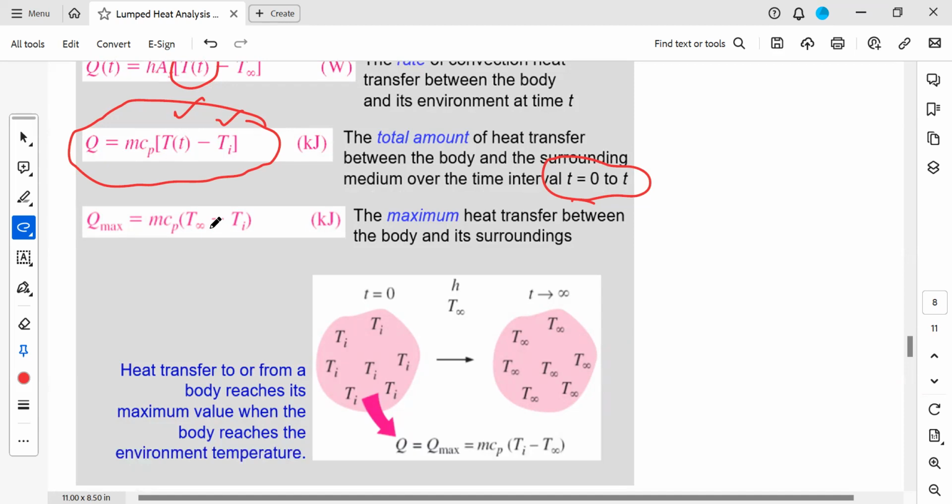Next one is the maximum heat transfer, which is given as Q maximum equals mCp times (T infinity minus Ti). Initially it is Ti, and the final temperature is the ideal case where it reaches T infinity. So this value gives the formula for Q maximum.